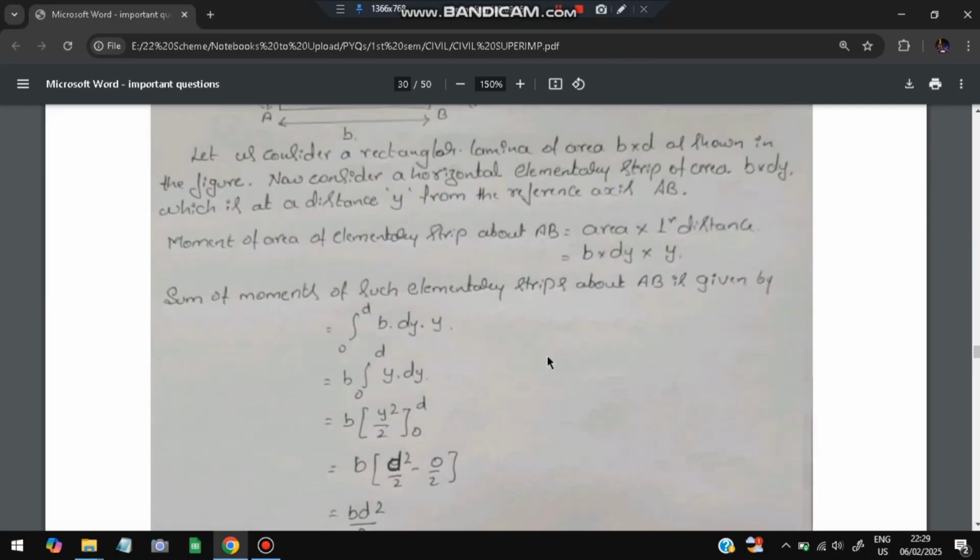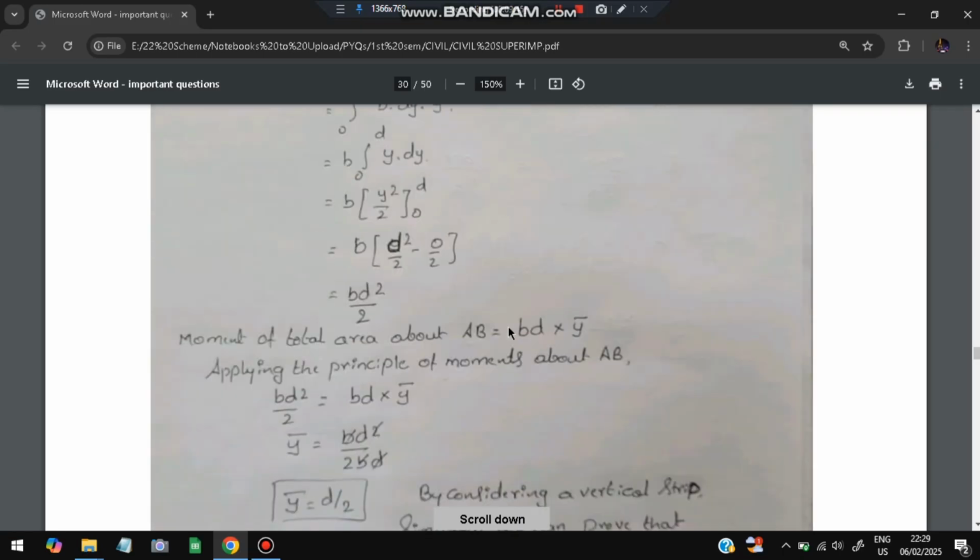Now we will be extending it, integrating it from 0 to d. We find the integration of this moment, so we get the moment of the whole area, which is bd square by 2. This we got by integrating the small strip.